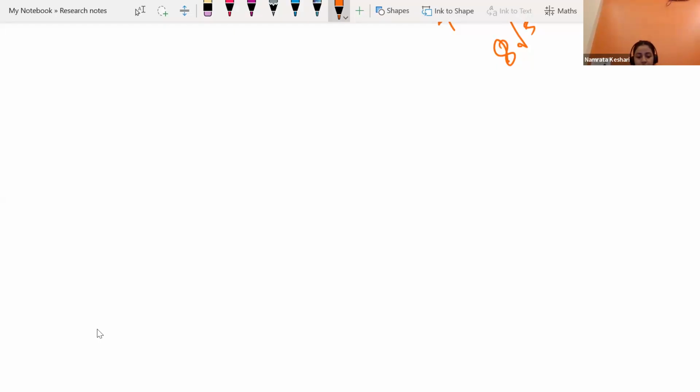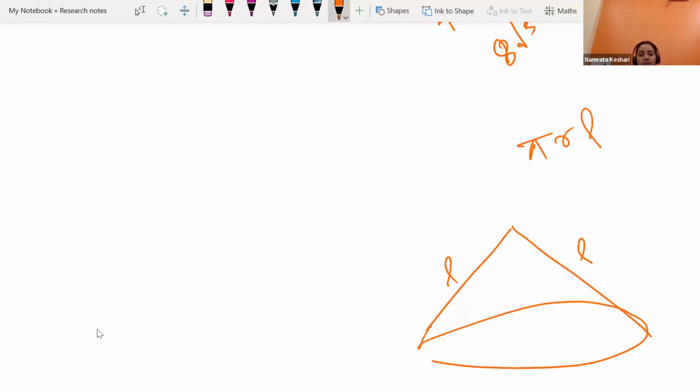Ma'am, what is the surface area of a cone? Surface area of a cone means the area of the surface which you can see and touch. The surface area of the cone formula is pi r l, where l is the slant height and r is the radius of the base.